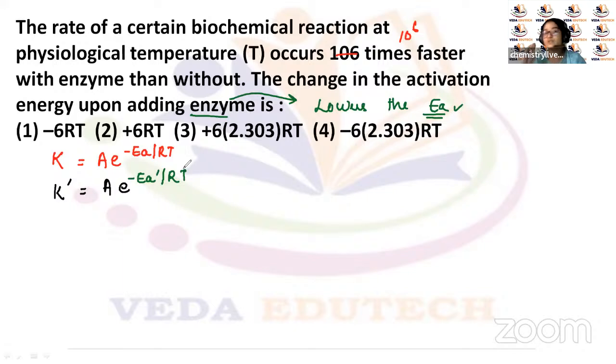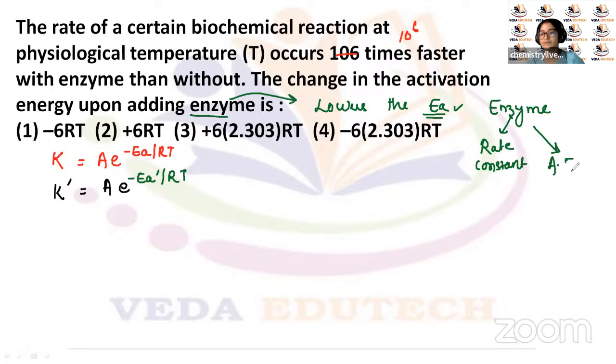So what are the two things that you learned from here? That when you add enzyme, it is affecting the rate constant. It is also affecting your activation energy. Okay, it is also going to affect your activation energy. Basically what it does is it decreases your activation energy. It lowers the activation energy and the reaction occurs fast.